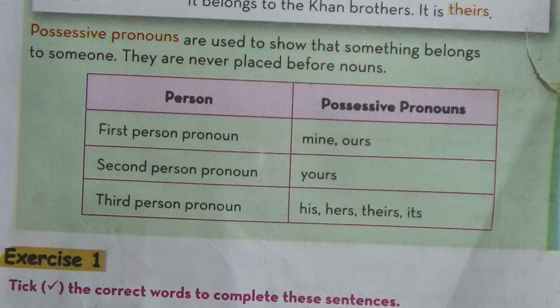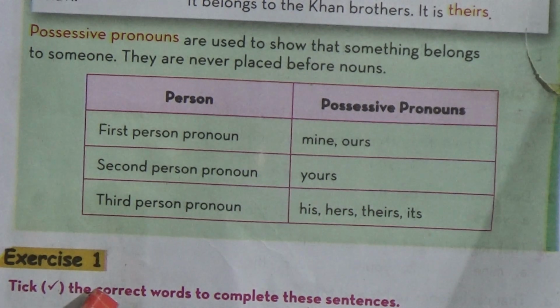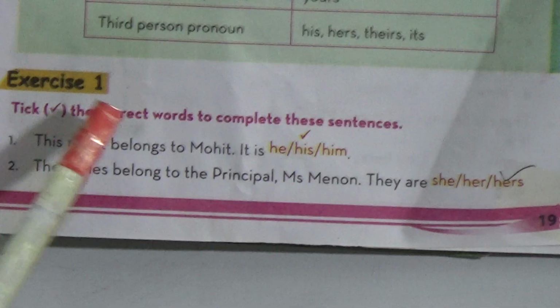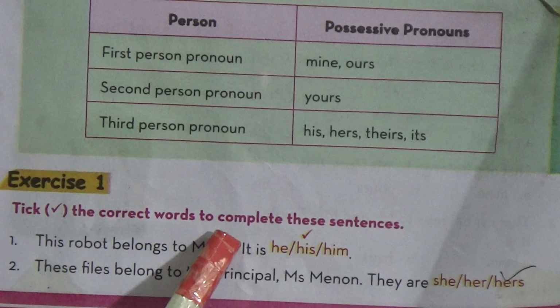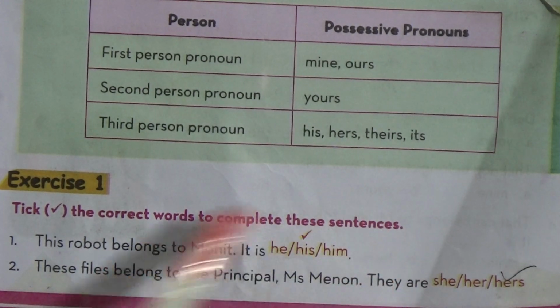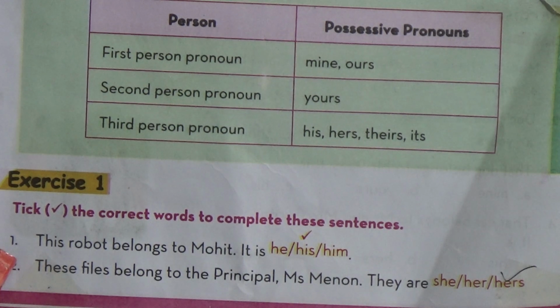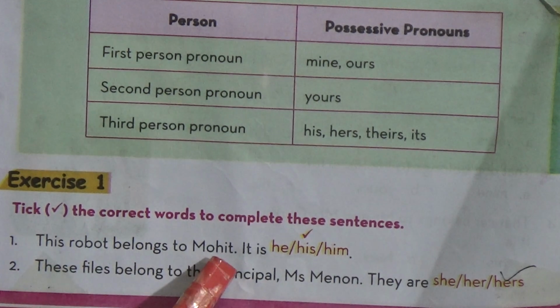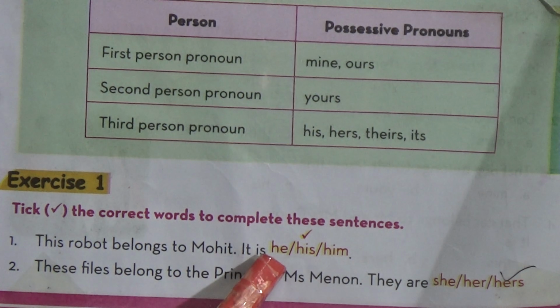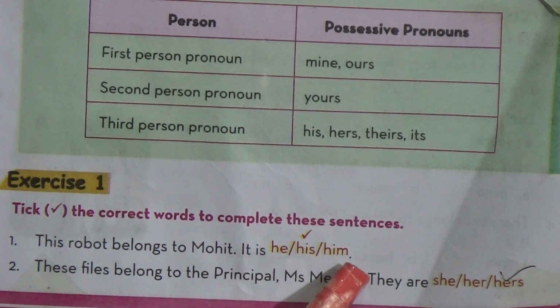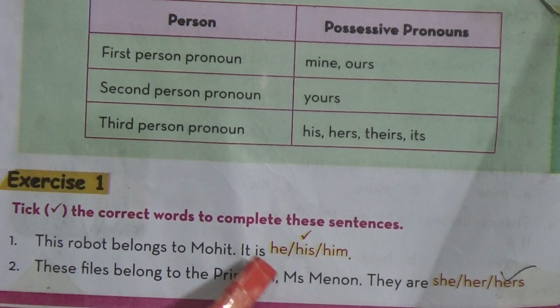Okay dear students, now we will do exercise 1 from our book. Tick the correct words to complete these sentences. Number 1, the robot belongs to Mohit. It is he or his or him. Which one is the correct answer here?